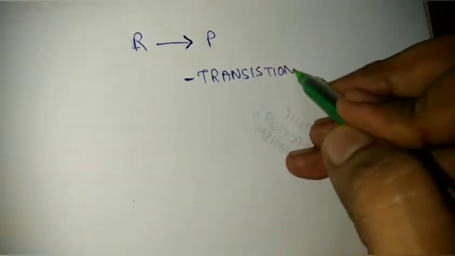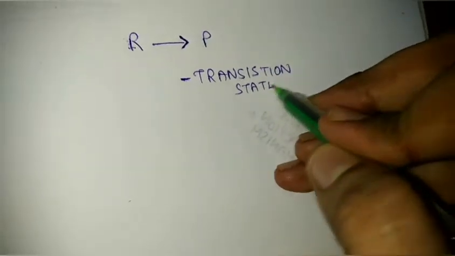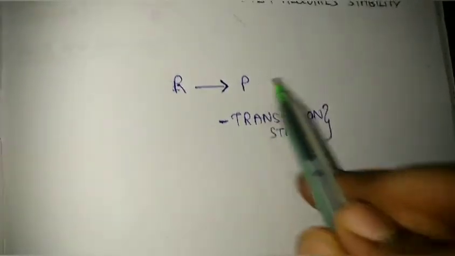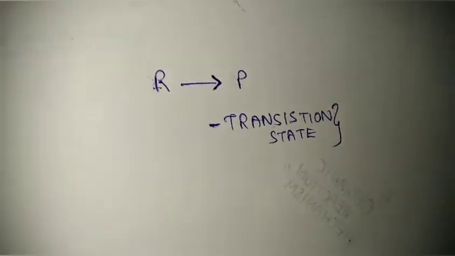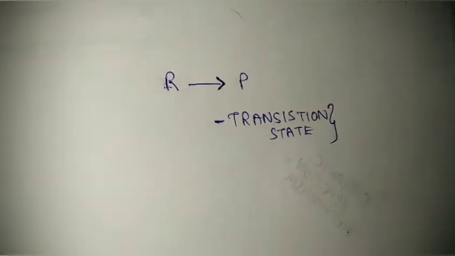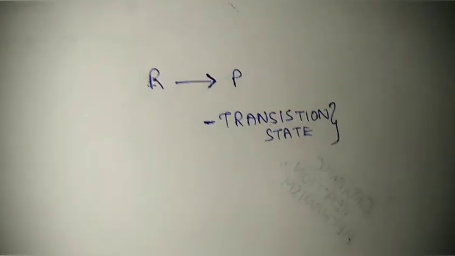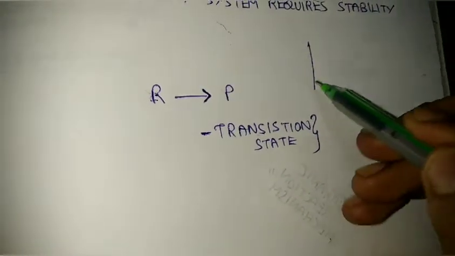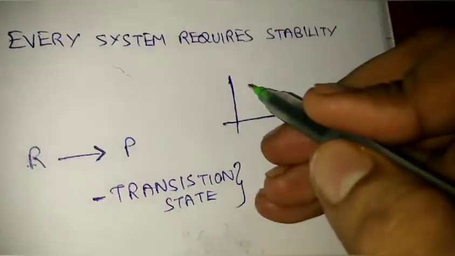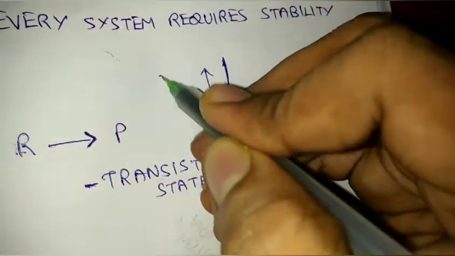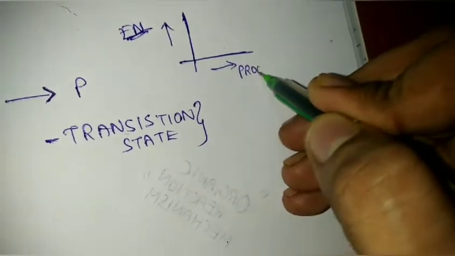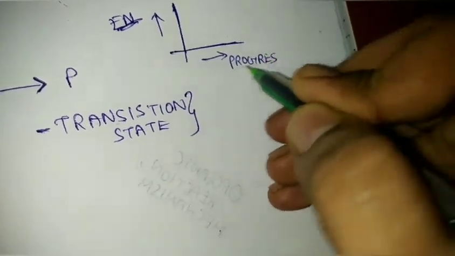Transition state is nothing but, for example, a reactant is getting converted into products. Say it is taking only a single step, consider it like that. Consider this as energy, this is the y-axis, and this is the progress of reaction, the x-axis. Progress means how far the reaction has gone.